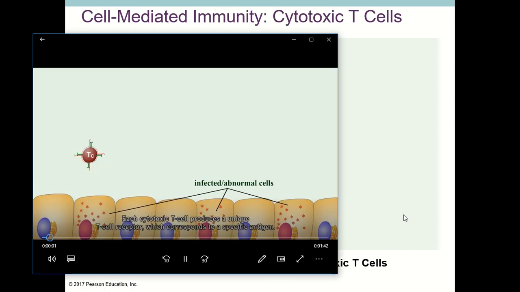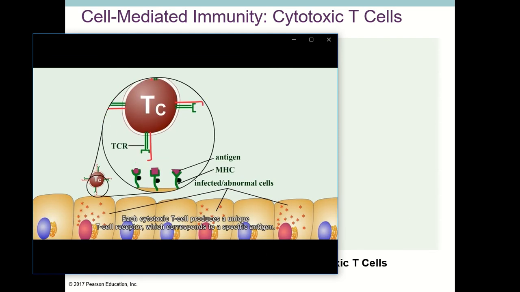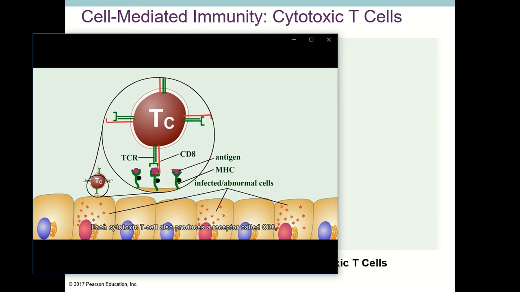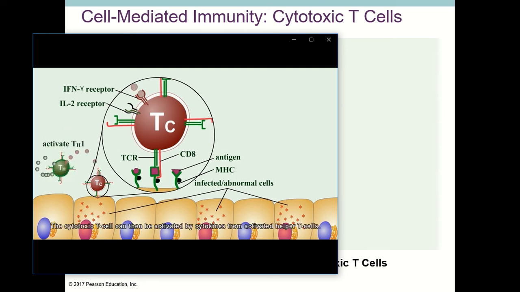Each cytotoxic T cell produces a unique T cell receptor, which corresponds to a specific antigen. Each cytotoxic T cell also produces a receptor called CD8, which recognizes the MHC molecules of infected cells. When a cytotoxic T cell encounters an infected cell with a specific antigen bound in an MHC molecule, the cytotoxic T cell produces receptors for interleukin 2 and other cytokines, such as gamma interferon, IFN gamma. The cytotoxic T cell can then be activated by cytokines from activated helper T cells.